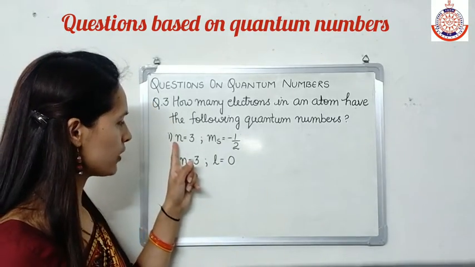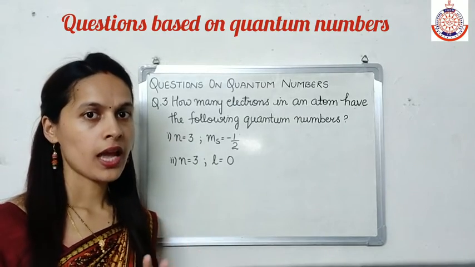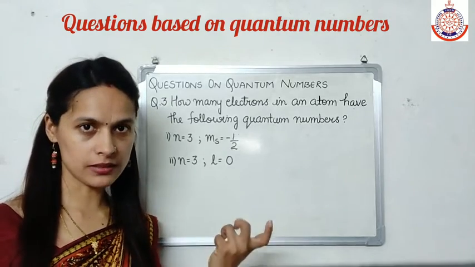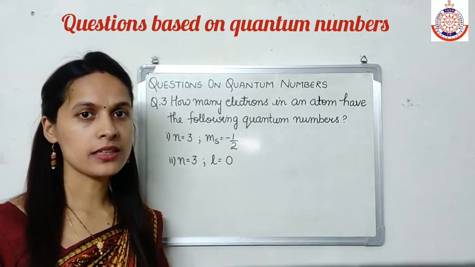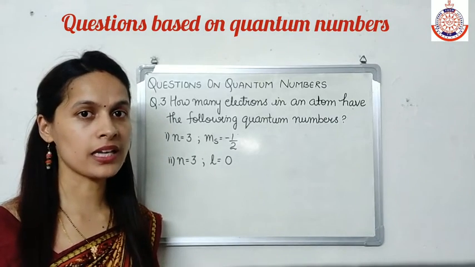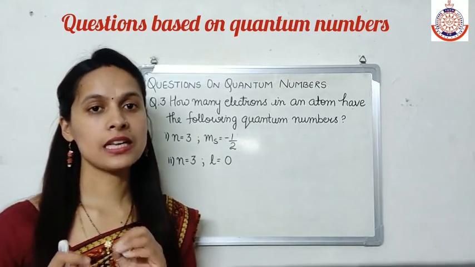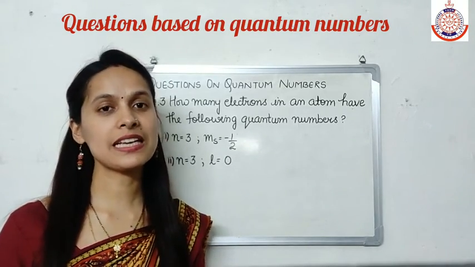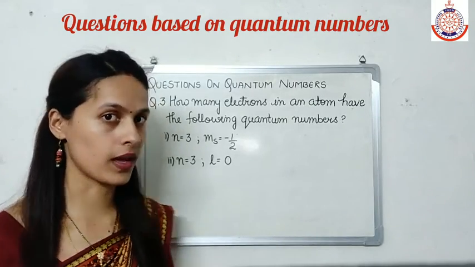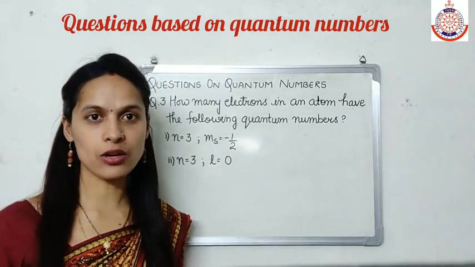First of all, in the first question, n is given to us, that is the principal quantum number, meaning shell. And if we talk about shell, we correlate the shell with the orbits. And in the orbit, we know that the number of electrons present in one orbit can be calculated by using the formula 2n square. So, and ms equals minus half means spin is anti-clockwise.